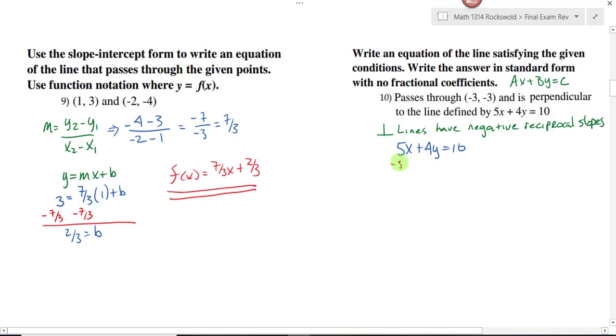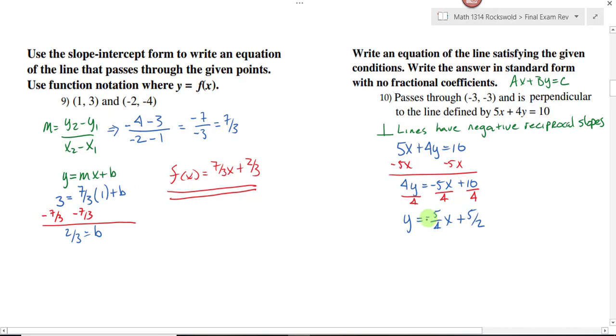I subtract 5x from both sides, and that gives me 4y equals negative 5x plus 10. How do I get the y by itself? I'm going to divide all three parts here by 4, and that gives me y equals negative 5/4 x plus 5/2. So the slope of this line is negative 5/4.